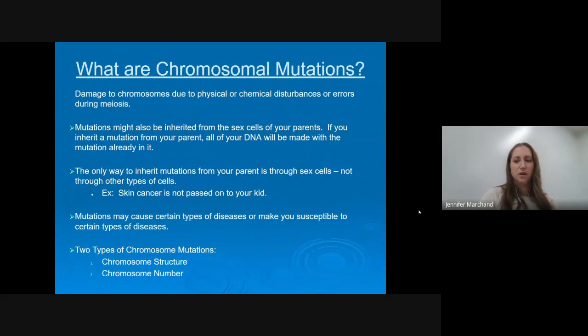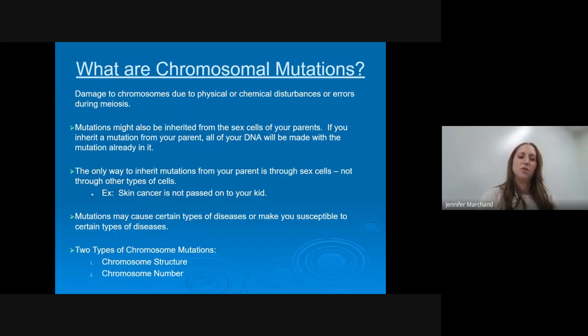Okay, we also have chromosomal mutations. This happens all the time. It's damage to any chromosome due to physical or chemical disturbance or any errors during meiosis. Mutations might be inherited from the sex cells of your parents. If you inherit a mutation from your parents, all of your DNA will be made with the mutation already in it. The only way to inherit mutations from your parent, though, is through sex cells. If they're on any other cells, then that's not going to happen. For example, skin cancer is not passed on to your child.